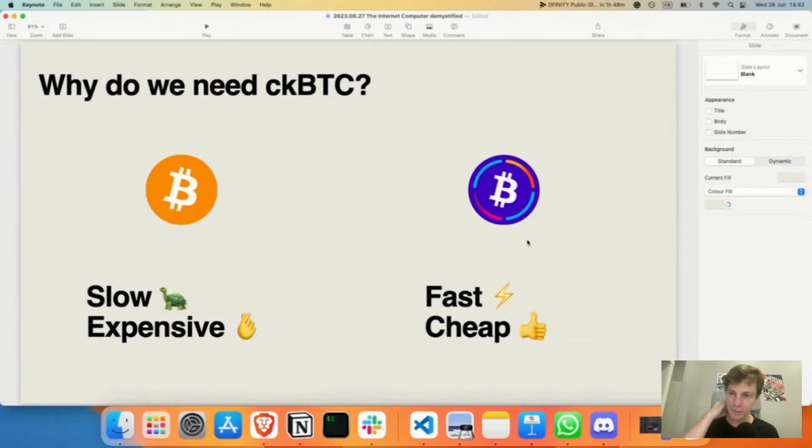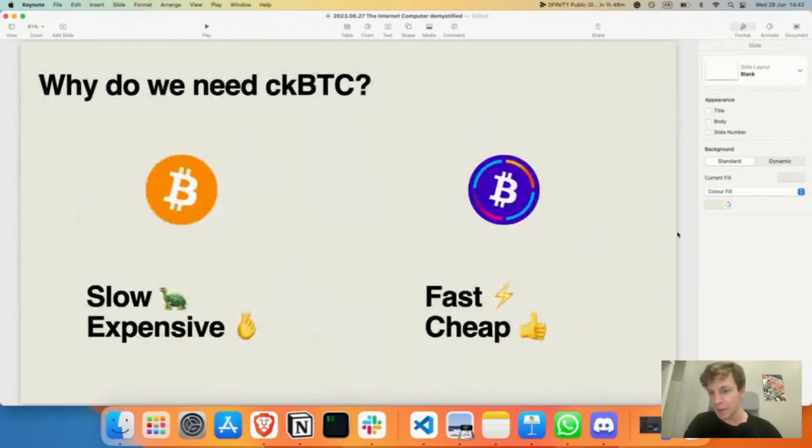It's a digital twin for Bitcoin on the IC. So one ckBTC is always worth 1 Bitcoin, and the other way around also works. And ckBTC is very, very fast, 2 seconds to finish a transaction, and also cheap in the sense that there is almost no fees. I would say there is a little fee, but we can kind of forget about it. It's very small.